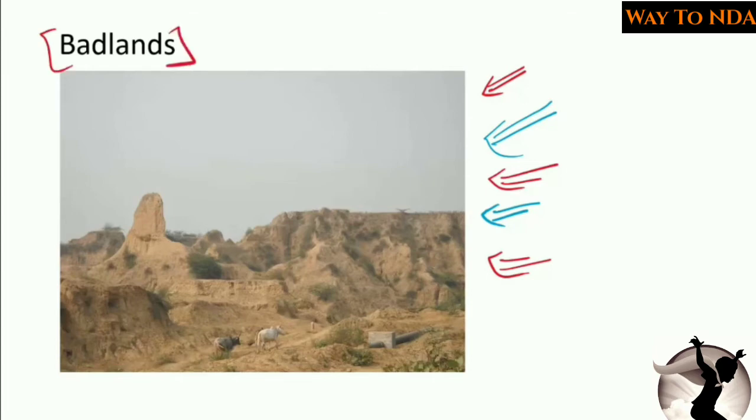Earlier these badlands had a different type of feature, but due to erosion, first the vegetation was cut off, and when the vegetation was cleared, the soil got loosened, and when the soil got loosened, it started to erode. So the erosion started to happen, and due to erosion these badlands were created. So badlands are the result of erosion.